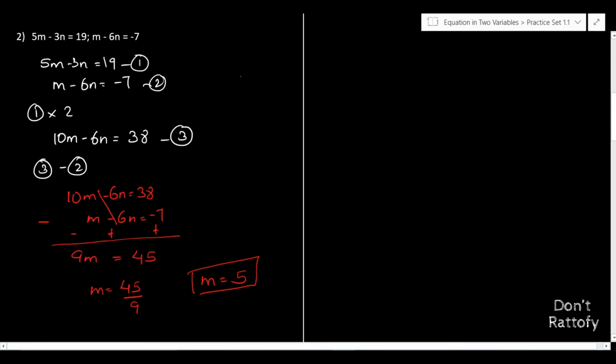Okay, so next we'll substitute the value of m in one of the equations. So substituting m is equal to 5 in equation 2, if I do so, I will have 5 minus 6n is equal to minus 7. That is, instead of m I wrote 5. If I rearrange it, I will take minus 6n on the right hand side, minus 7 on the left hand side. It will be 5 plus 7 is equal to 6n.